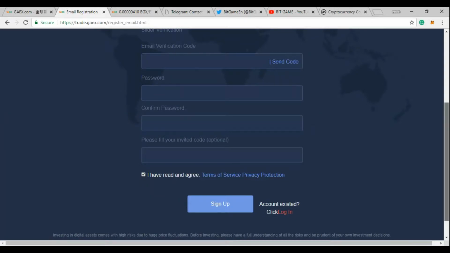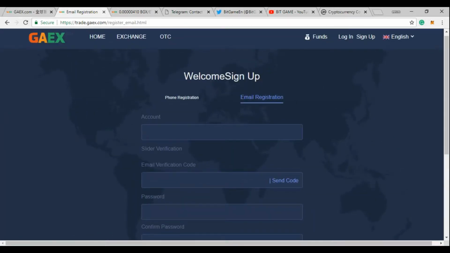You also need to do your KYC. KYC means know your customer. So you will have to send your documents like your international passport or driver's license. You type your full name and just do your KYC. And once your KYC is approved, voila, you start exchanging and trading on the website.